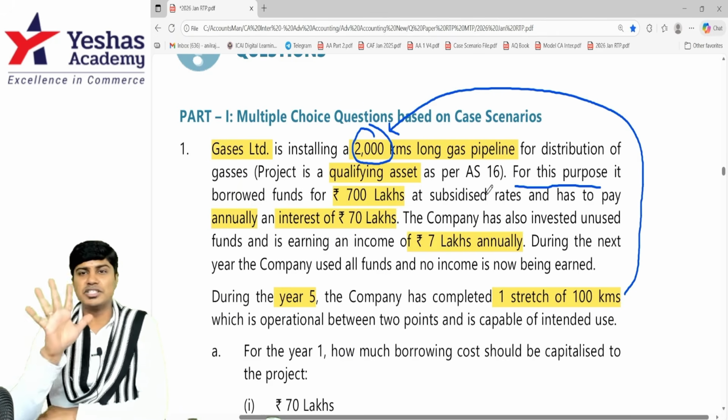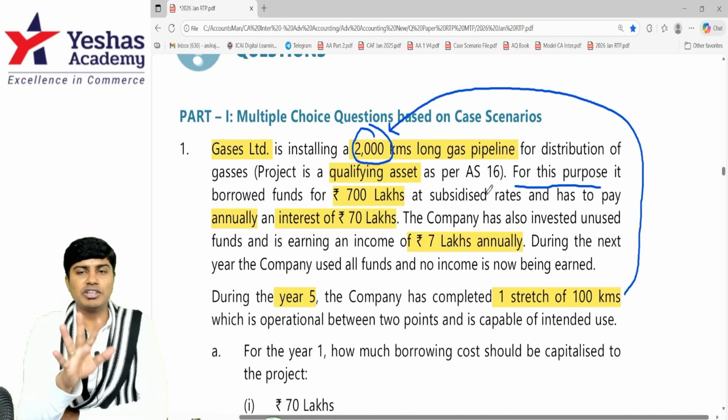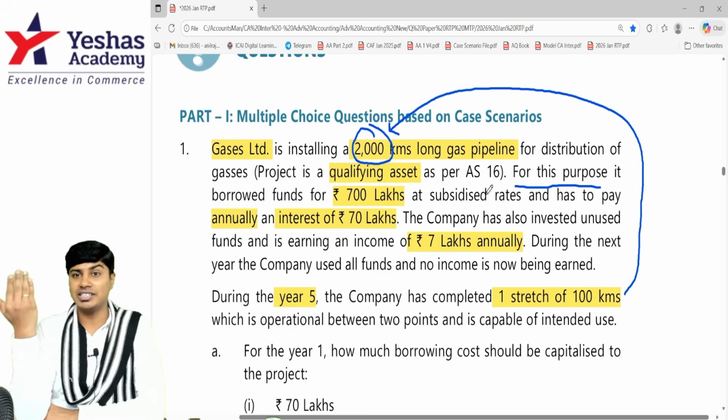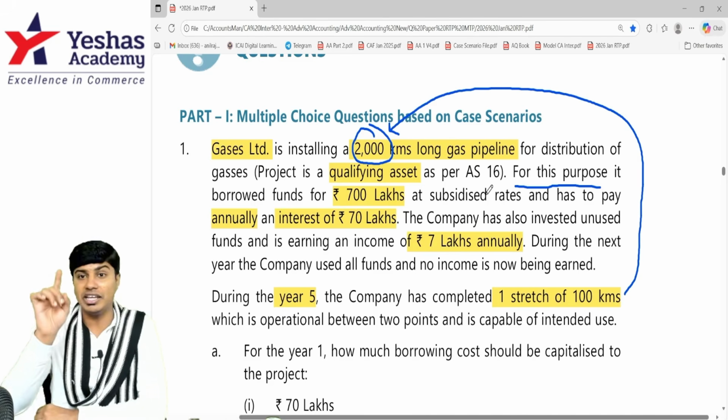5% of the construction is complete. So 5% of the total interest expense should be charged to revenue. 95% of the interest can be capitalized and added to the cost of the asset. This is happening in year 5.